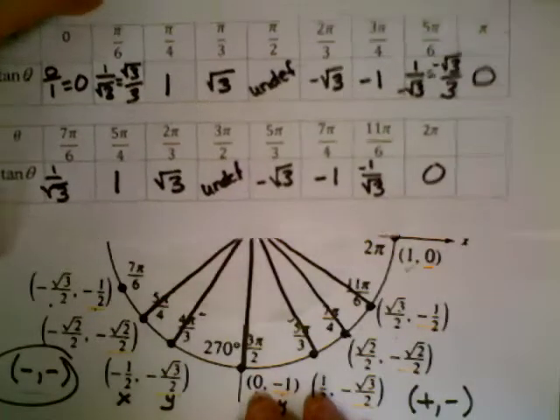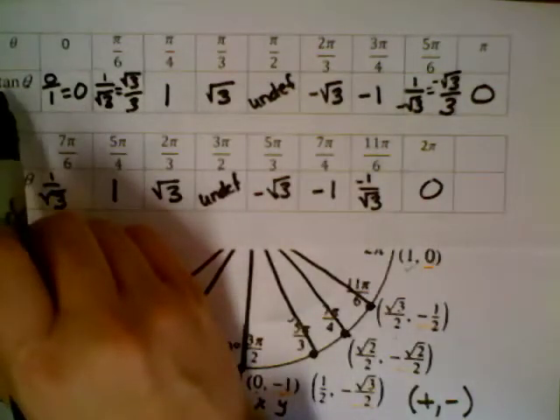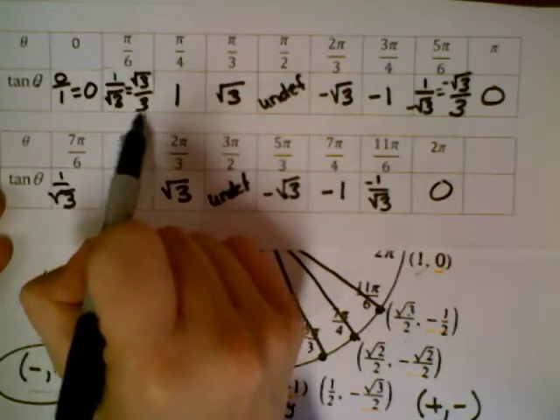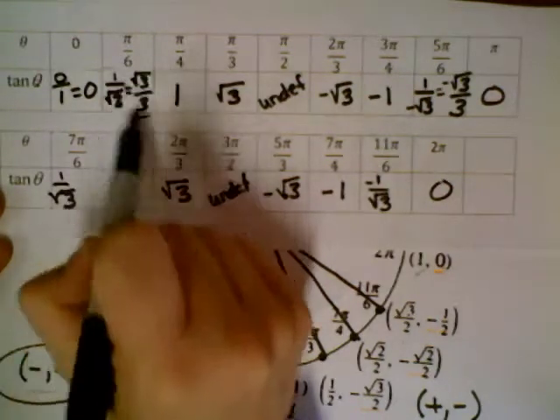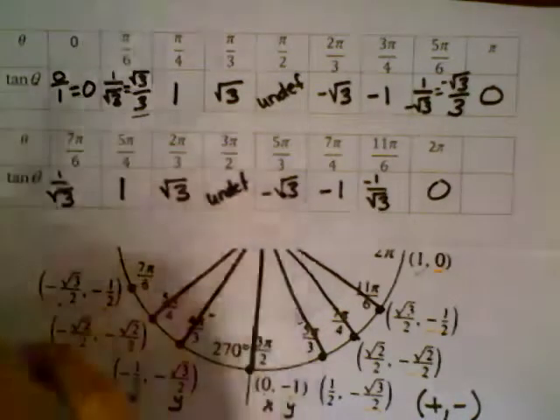Okay. You might want to get your technology out and find the tangent button and plug in common angles like pi over 6 and see what decimal you get for the output and make sure that it matches the decimal you would get for square root 3 over 3, and so on. Good luck with that.